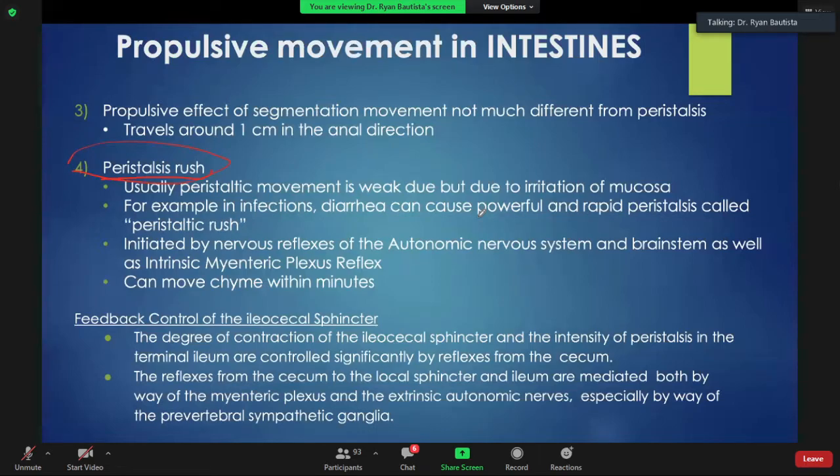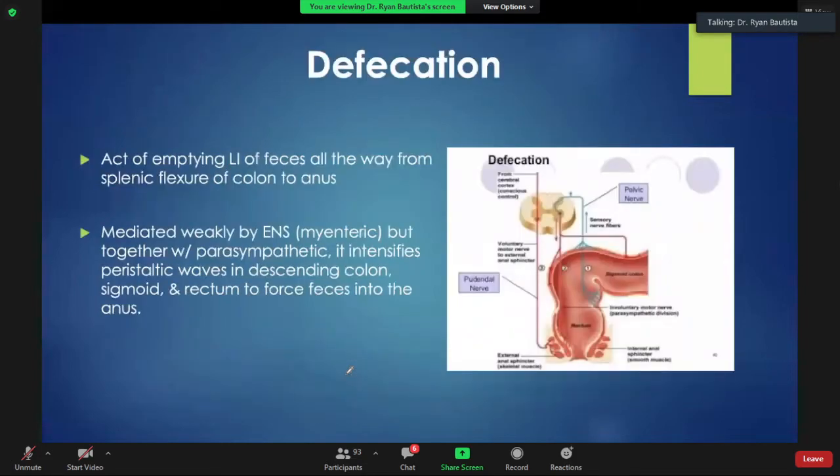Okay, so we have that feedback control of your ileocecal sphincter. The degree of contraction of your ileocecal sphincter determines the intensity of peristalsis to the terminal ileum, controlled significantly by the reflex of your cecum. Okay, what else? Lastly, I think one of the last slides is your defecation. The best feeling on earth, the success when you defecate, right?